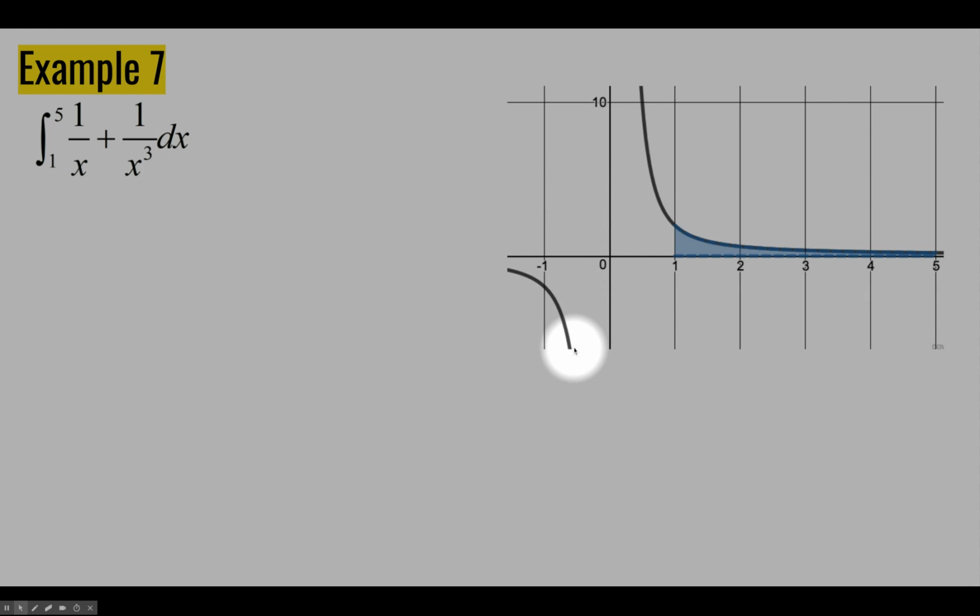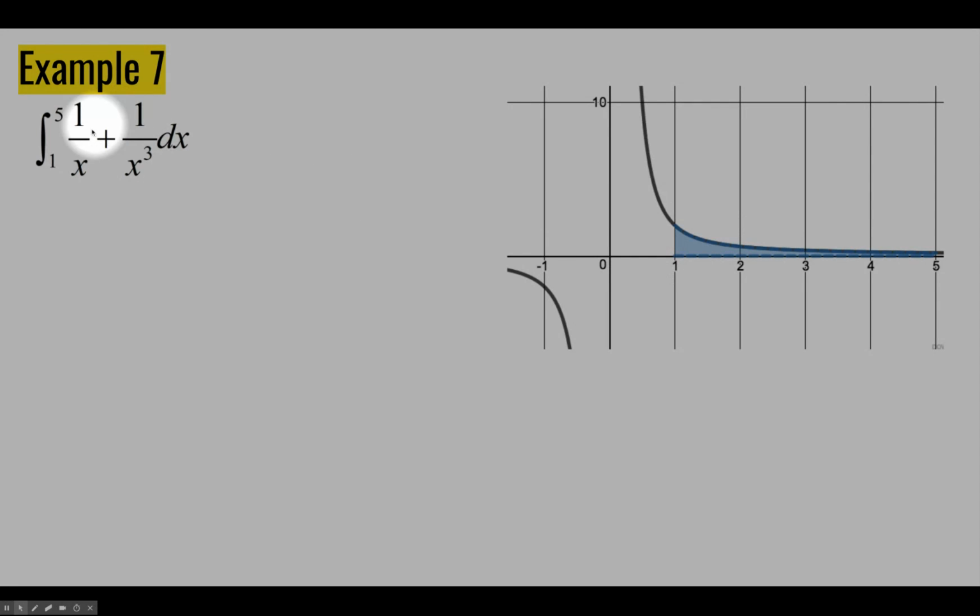You can see it's got sort of a piece over here on the left that we're not too concerned about because we're integrating from 1 to 5. So 1 starts here on the x-axis. We're going to go over here to 5. So we're finding the area of this blue region, which is above the x-axis. So it's all positive area that we're computing.